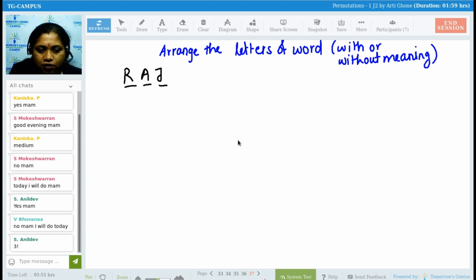So arrange the letters of the word Raj. Okay, Anil Dev is answering 3 factorial. Why? How did you answer 3 factorial? Can you please explain to me? Yes, ma'am.